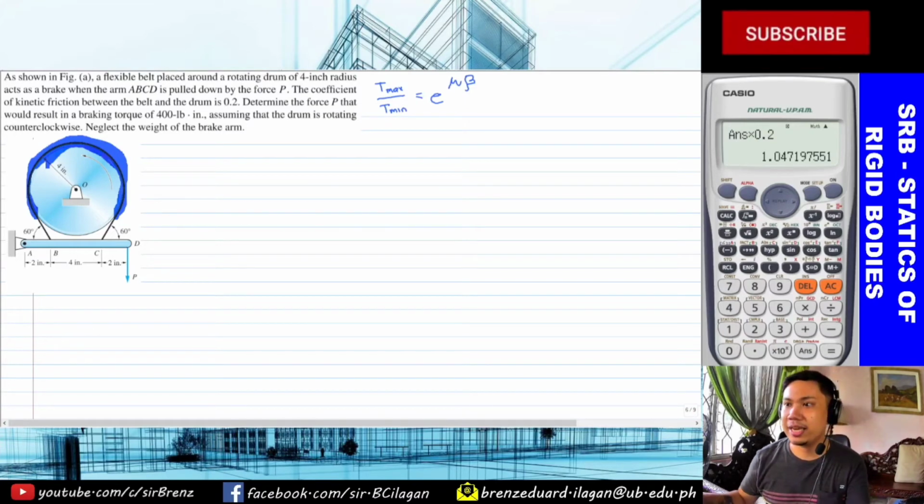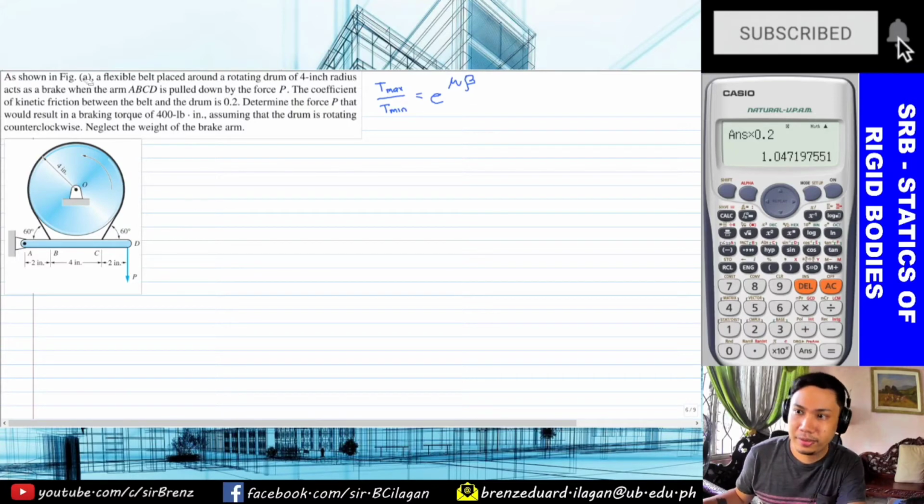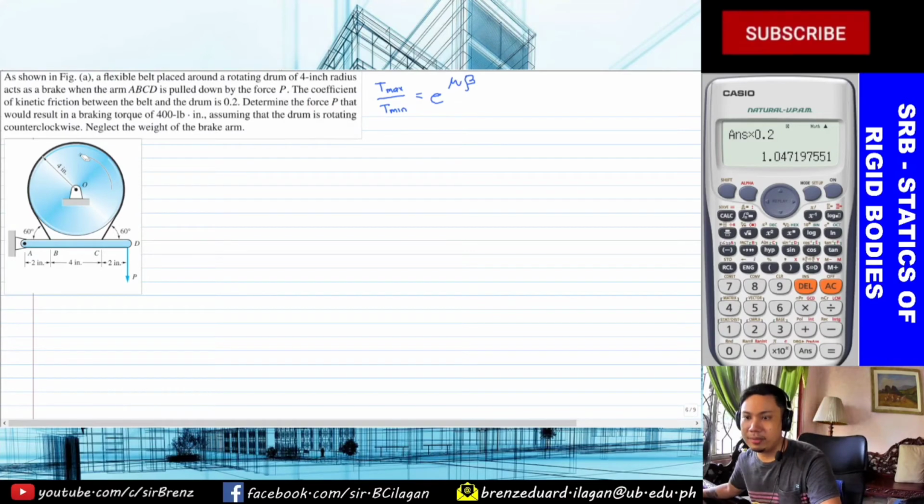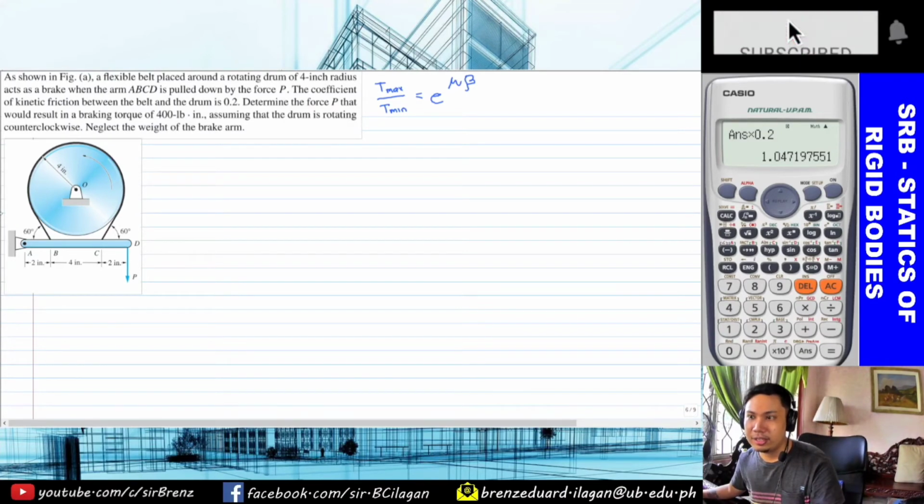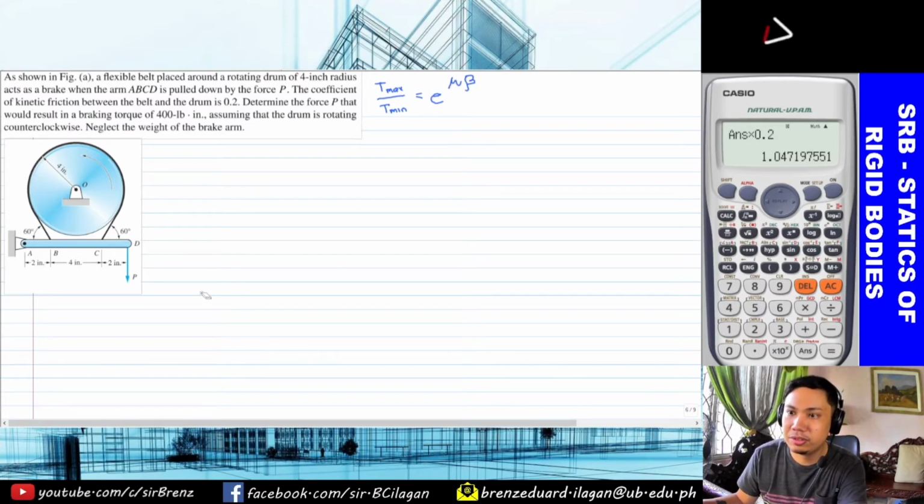Okay, so basahin natin itong example na to. So, as shown in the figure, a flexible belt placed around a rotating drum, ayan yan, of 4 inches radius, so pinakita naman sa figure, that is 4 inches, acts as a brake when the drum ABCD, ayan, is pulled down by the force P. So, hinigit niya ito pababa. And the coefficient of kinetic friction between the belt and the drum is 0.2. Determine the force P that would result in a braking torque of 400 pound-inches.